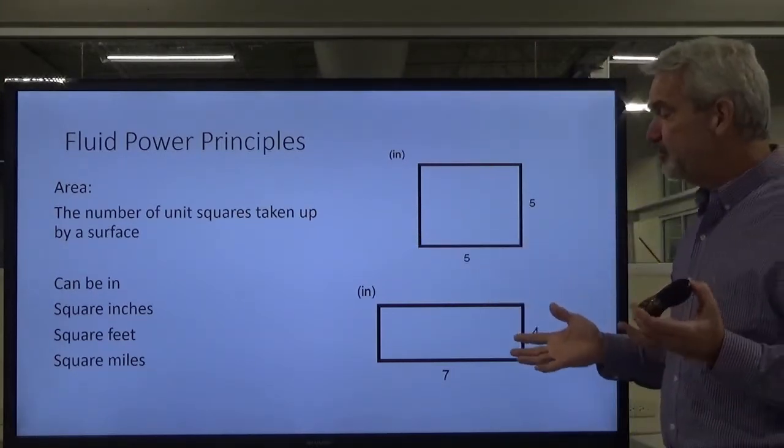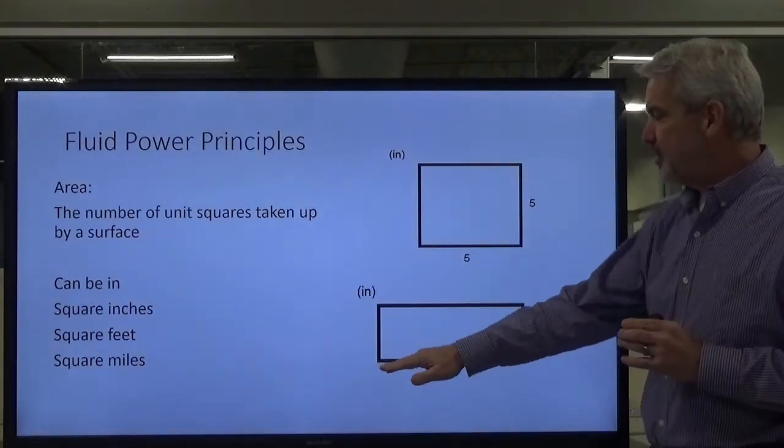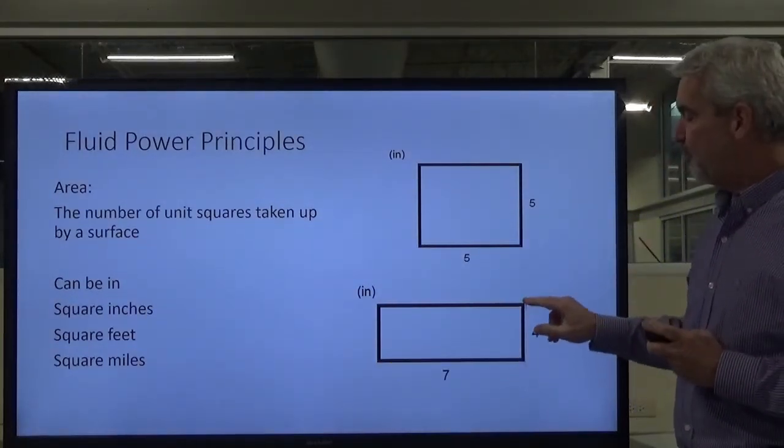Now, if it's a rectangle, same thing. You have 7 inches this way, and the adjacent wall is 4 inches this way.